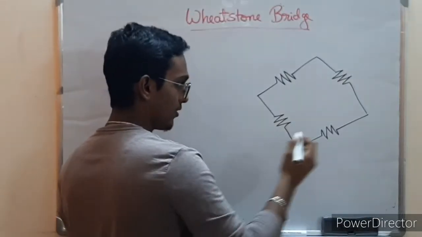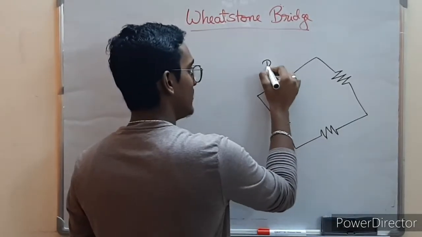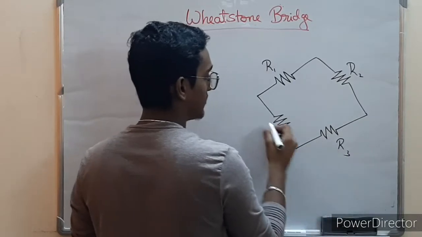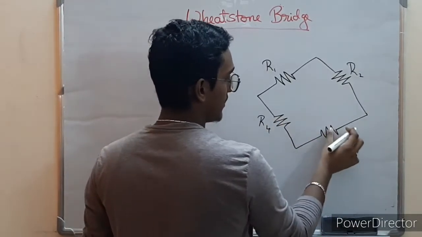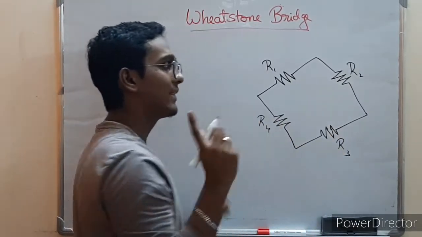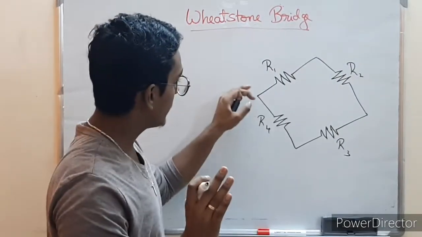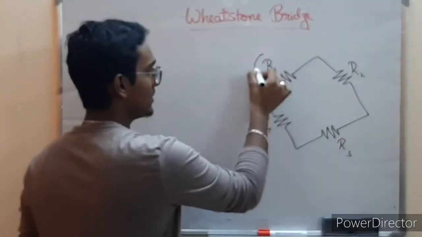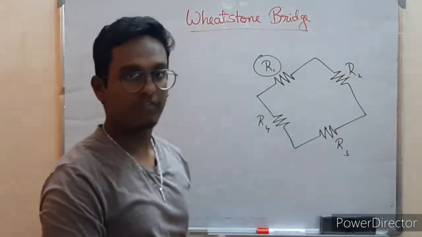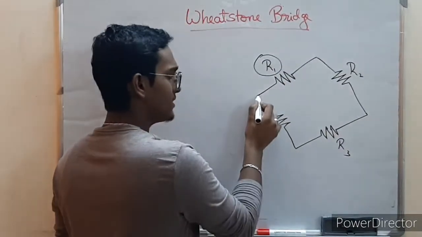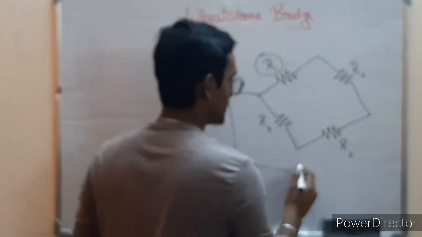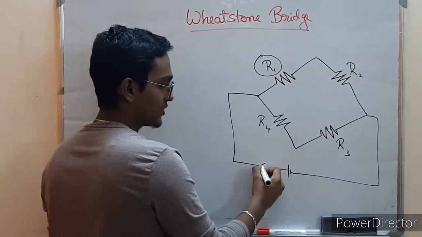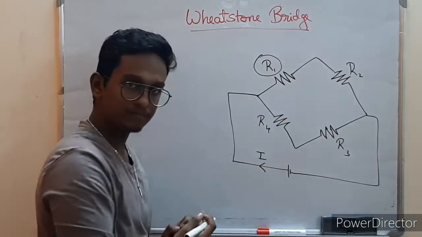I'll call them R1, R2, R3, R4. These are the four resistors, and the known ones are R4, R3, R2, and the unknown one is the resistance R1. This is the unknown resistor we want to find out. So what we are going to do is connect this in a circuit as always. We need some driving force. So this circuit gives rise to the main current I.